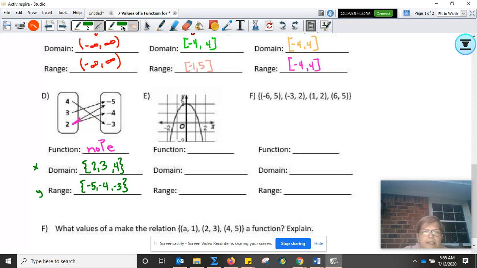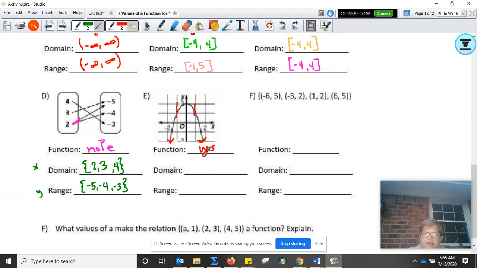All right. So, looking at E, that is a parabola going upside down. And it's got arrows. I'm going to put them in right here, even though you can't see them. Okay. Is this a function? Vertical line test? Yes.